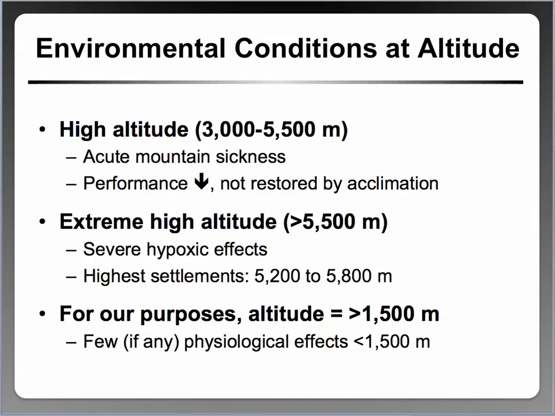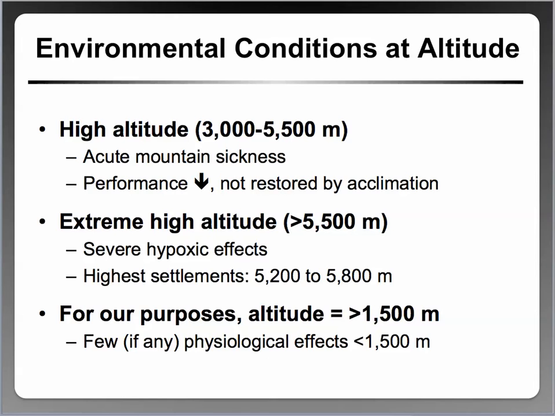Okay, so moving on, we're going to define extreme high altitude as anything over 18,000 feet. You do see severe hypoxic effects at this altitude. The highest settlements are anywhere from 17,000 feet to 19,000 feet. However, as I talked about with the city in Peru, it's more transient. People can't live there all the time just because of the severe effects, and we're going to talk about these later on.